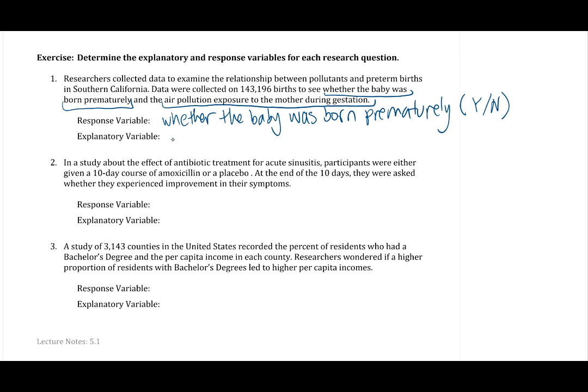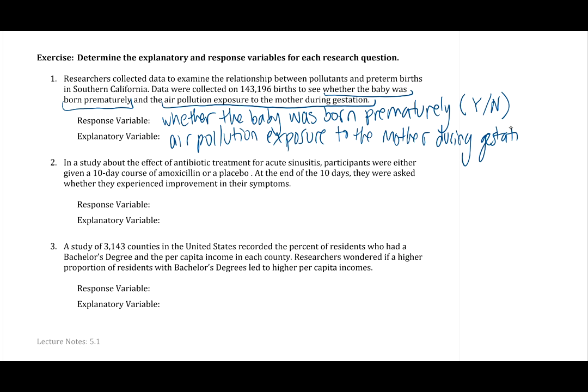And the explanatory variable is air pollution exposure to the mother during gestation. That one, it's not super clear from the problem statement how they're measuring it. It could be a simple categorical, yes, they were exposed, no, they weren't exposed. Or perhaps they have some kind of a scale that's a quantitative scale that they're using for measuring them.